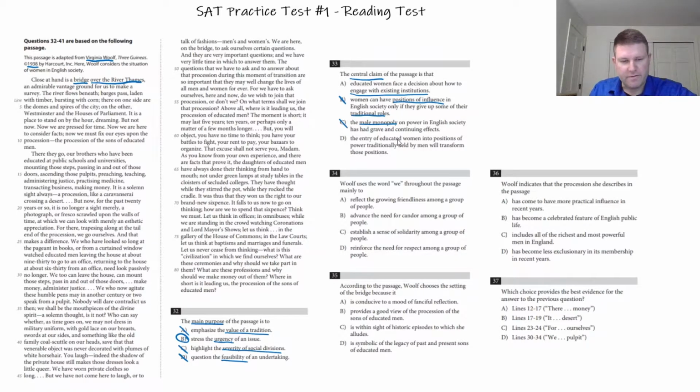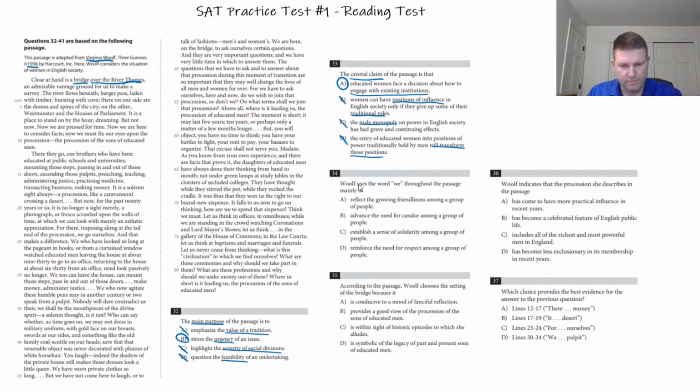D, the entry of educated women into positions of power traditionally held by men will transform those positions. So, now that women are going to hold jobs that only men once held, they're going to transform those positions. Well, that could happen, but again, the passage wasn't talking about it, so chop D. So we have A here.